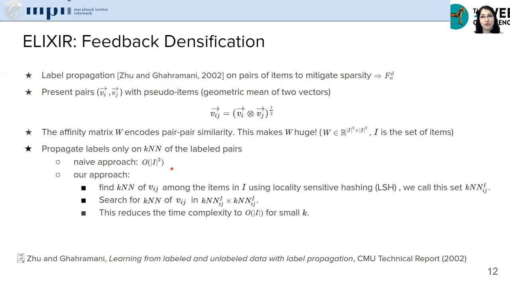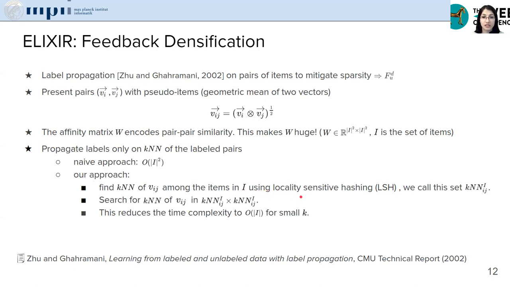A naive approach here would require generation of all pairs of items in which we compute the k nearest neighbors of the pseudo items. However, this would be computationally expensive. And so to avoid this bottleneck, we approximate the nearest neighbors of each pseudo item. And for this, we find the k nearest neighbors of each pseudo item among the individual items by searching in I, which represents a universe of single, individual items.